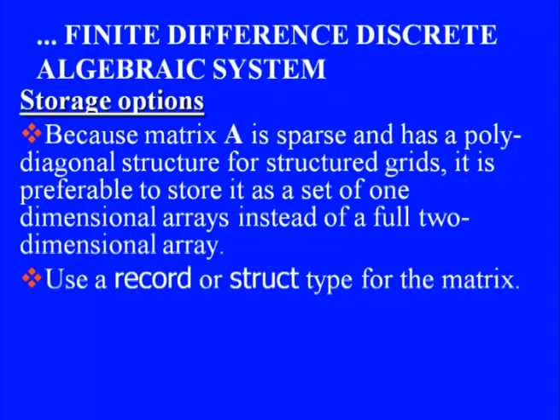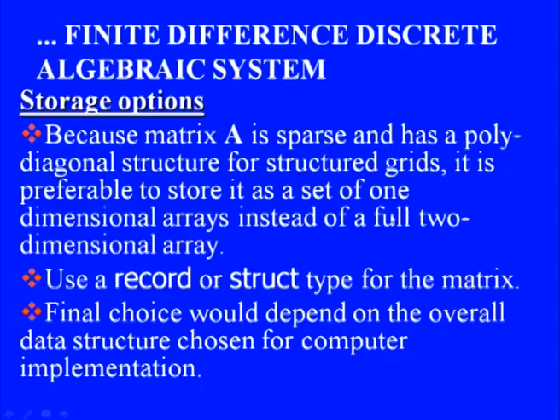And that is what we do in normal programming. Whenever we write our CFD programs, we never ever store the full two-dimensional matrix. While using finite differences, we will only store these non-zero entries or non-zero diagonals. So, that is why we say it is preferable, because we are going to save lots and lots of memory if we store these diagonals as one-dimensional arrays. Another option in modern programming languages is to use a record or a struct type for the matrix. Which one you choose, whether a set of arrays, which we can name A, P, A, N, and so on, or a record or struct type, this final choice would depend on the overall data structure chosen for the computer implementation and the language which you have chosen for implementation.